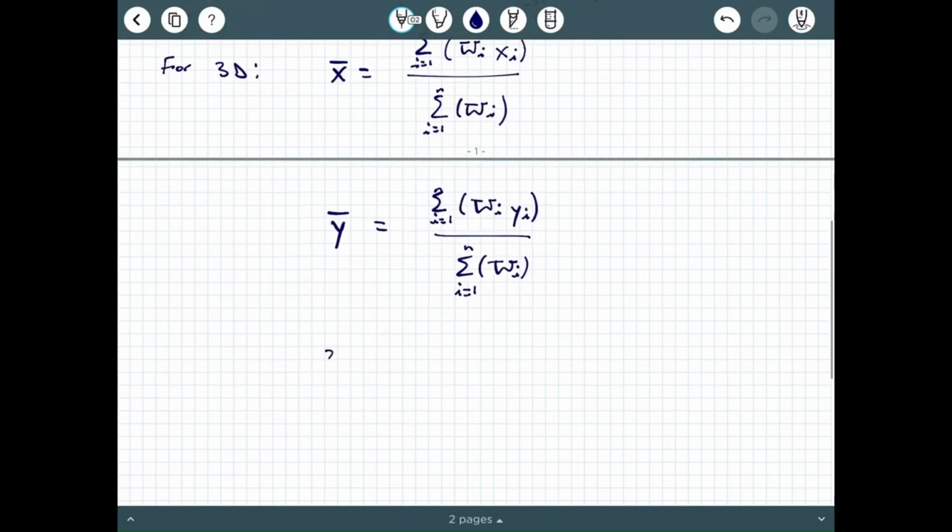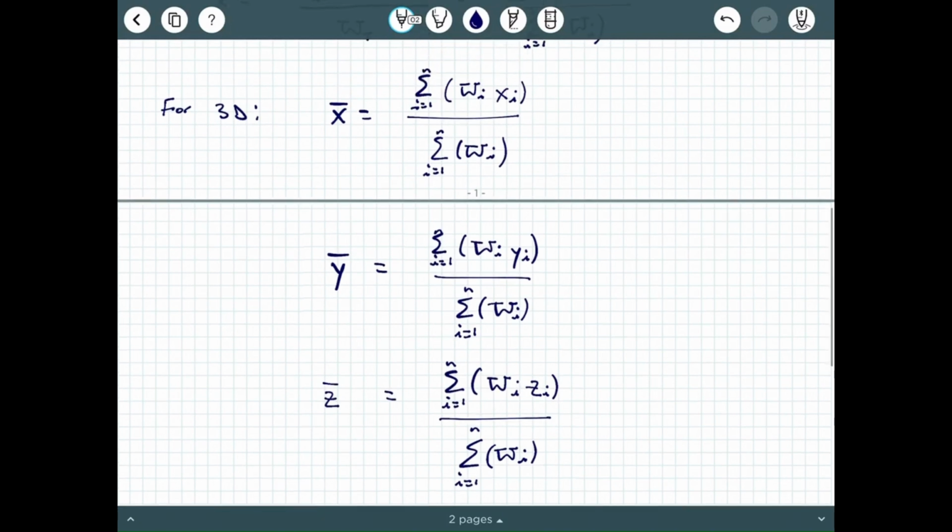And then for a third dimension, z bar, we would have the summation of i goes from 1 to n, w sub i, z sub i, divided by the summation, same denominator, w sub i, i goes from 1 to n. And this is how we extend this mathematical framework into 3 dimensions.